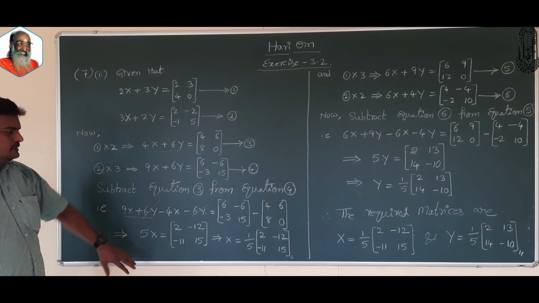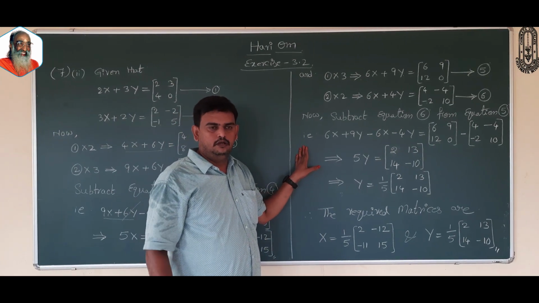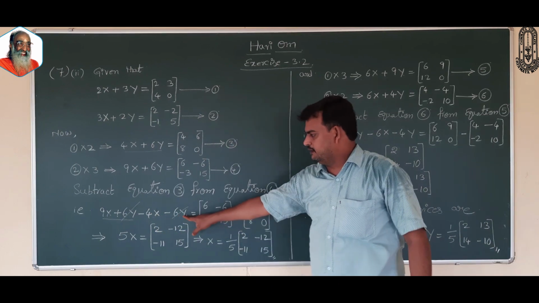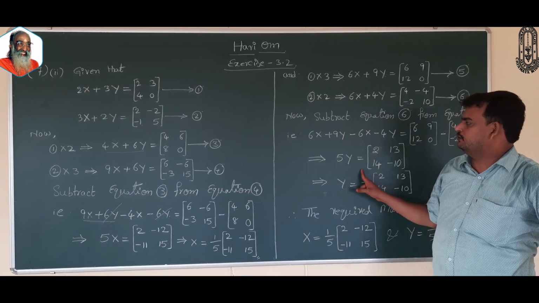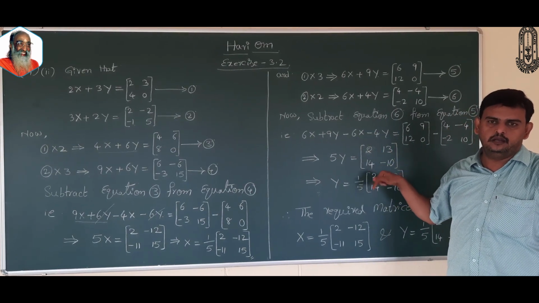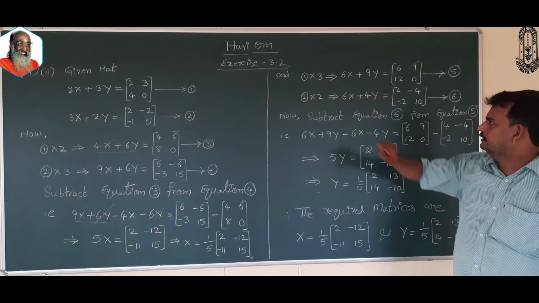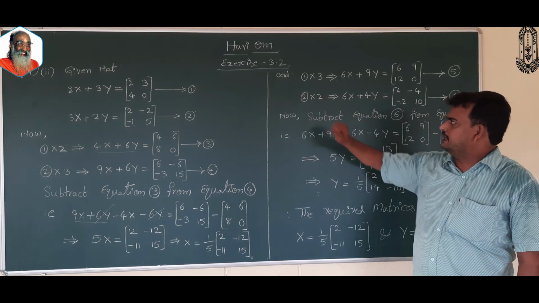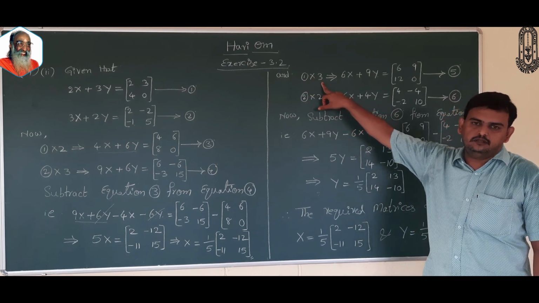Now the same concept we continue for Y. Here, by eliminating the variable Y, we got X. Now, in the second step, by eliminating X, we can get Y. How do we eliminate the variable X? To eliminate the variable X, equation 1 is multiplied by 3.